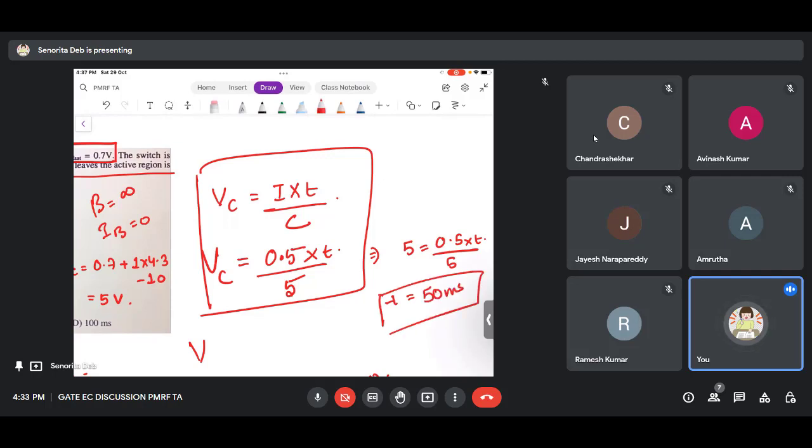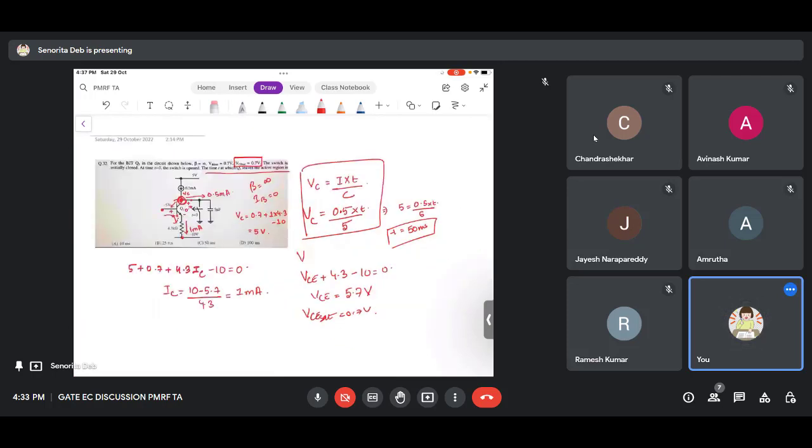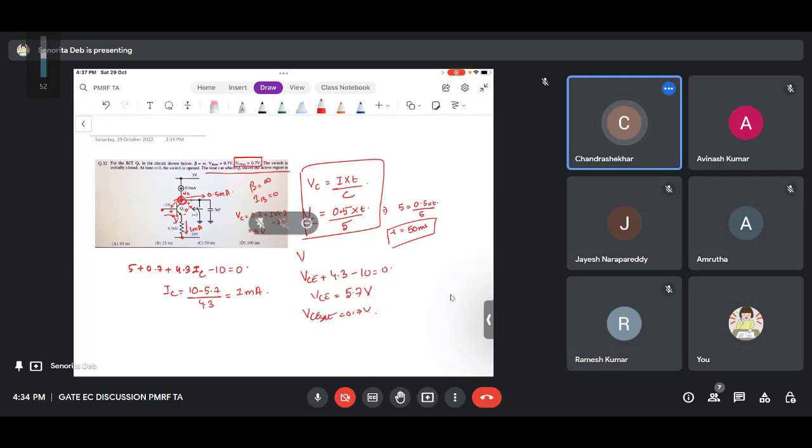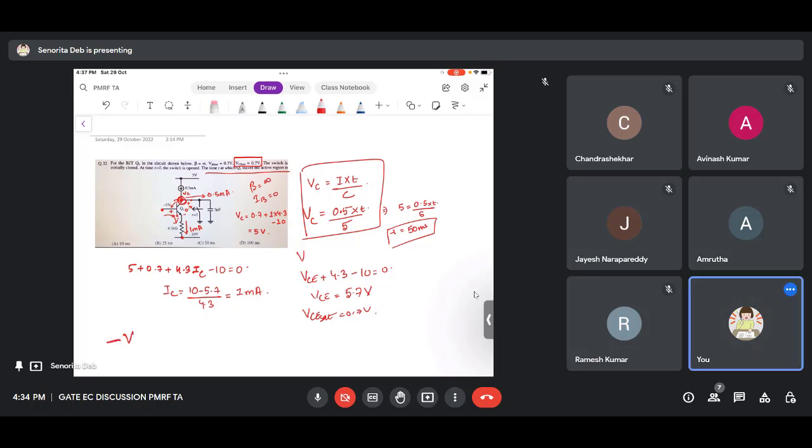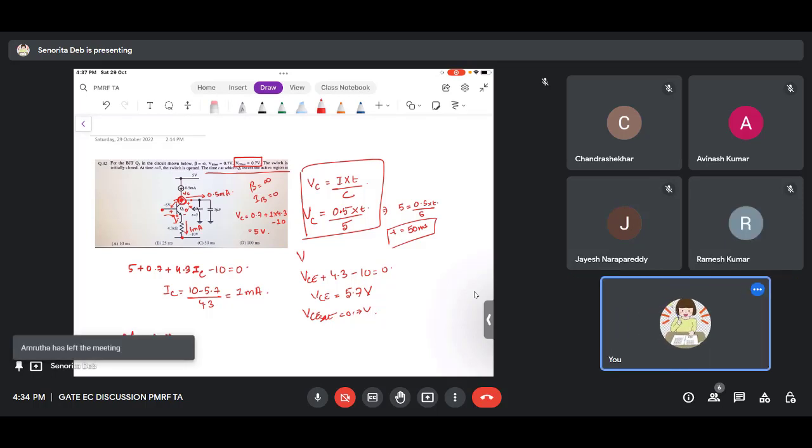So is this question clear or should I repeat it? Just have a look at it and see how it is solved. VC minus 5 or 5 volt? Sorry? VC. No, minus 5.